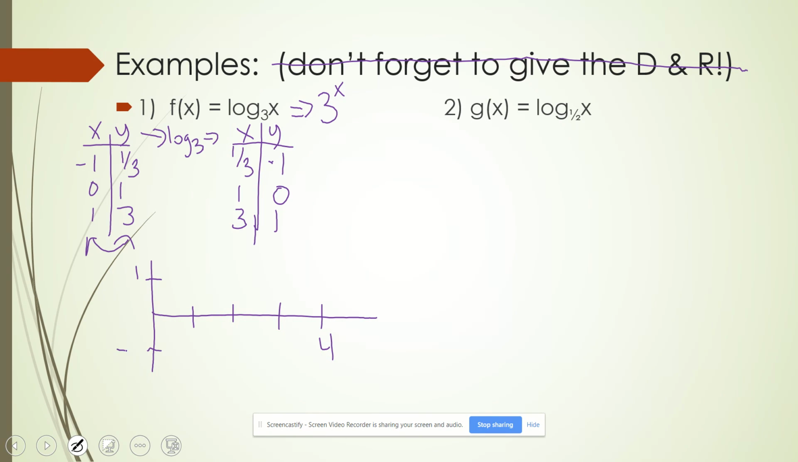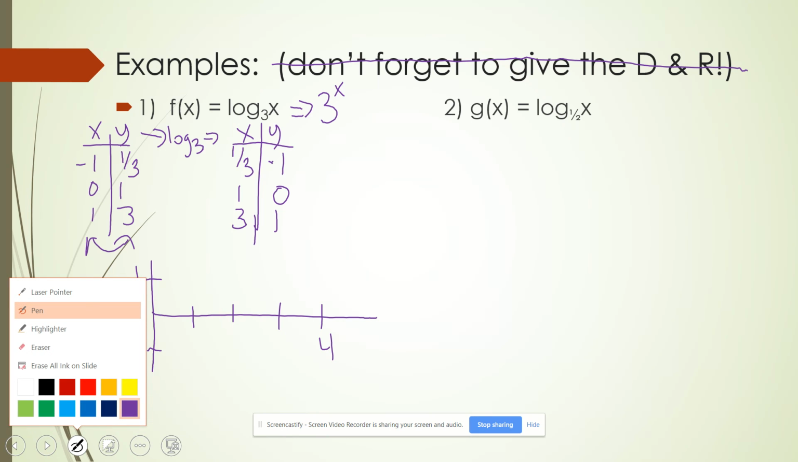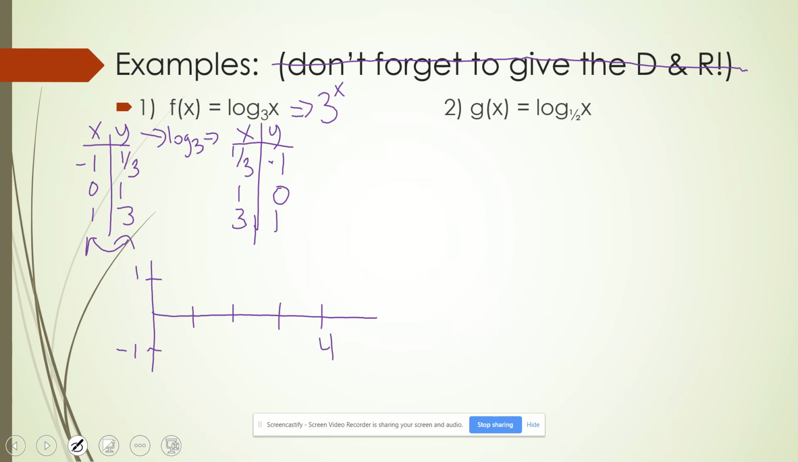For 1, negative 1. We have x is 1/3, y is negative 1, so roughly about right there. 1, 0, and 3, 1. Here's our x equals 0 asymptote. And our graph.